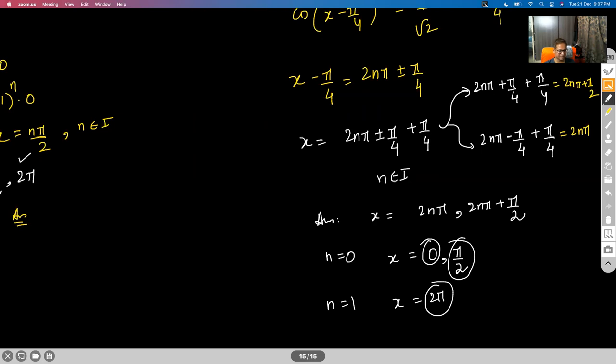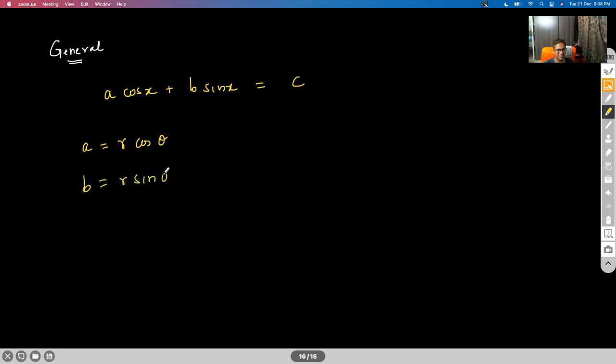Done? Okay. Now let us write down the general procedure to solve it. Let's say if somebody asks you to solve this equation. So what I do normally is I write A. Now I'll tell you a trick how to convert it to a single cos function also. That trick also I'll tell you. Write this A as R cos theta. And write this B as R sine theta.